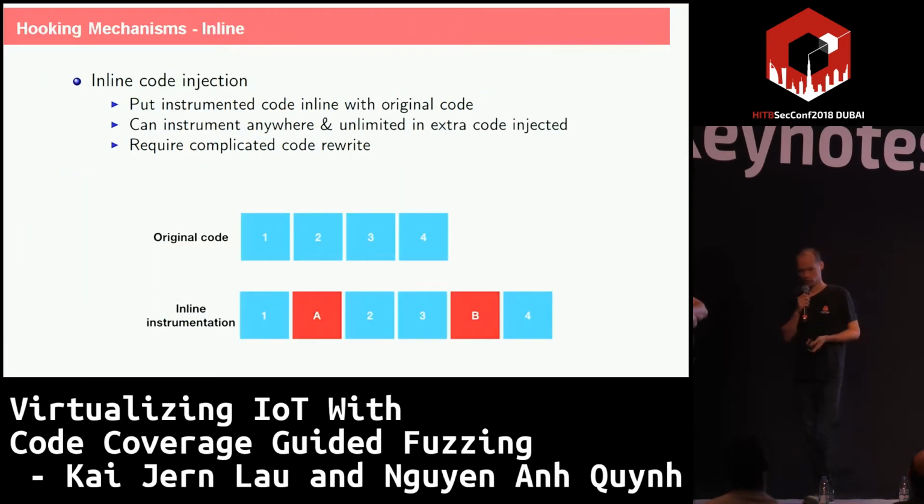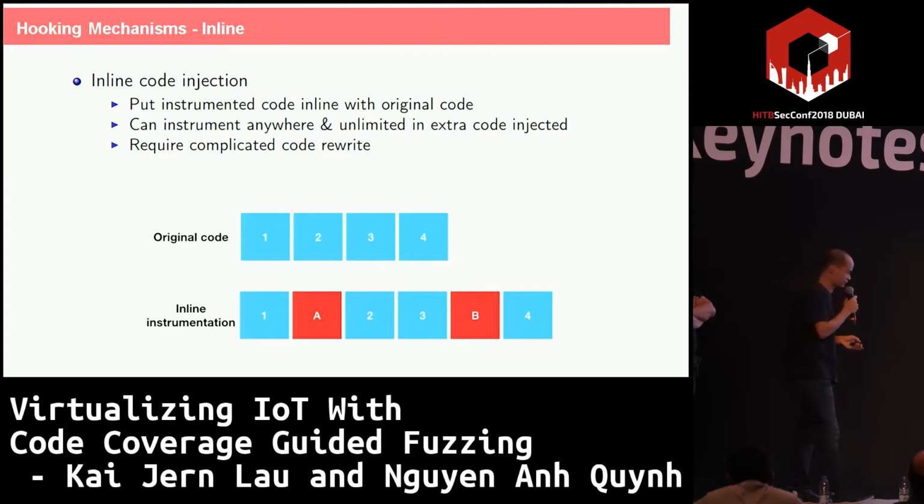So there are two main types of hooking mechanism. The first one is inline, as you can see on the screen. With this inline code injection, we put the instrumented code directly into the program after the code you want to instrument. The idea is that we put the instrumented code in line with the original code. This technique allows you to instrument anywhere, so there's no limitation on where you can instrument.